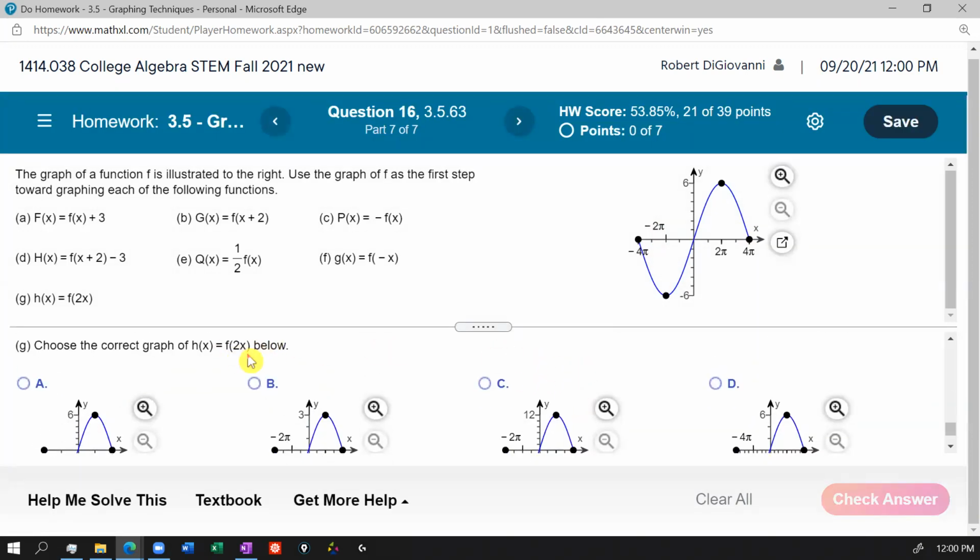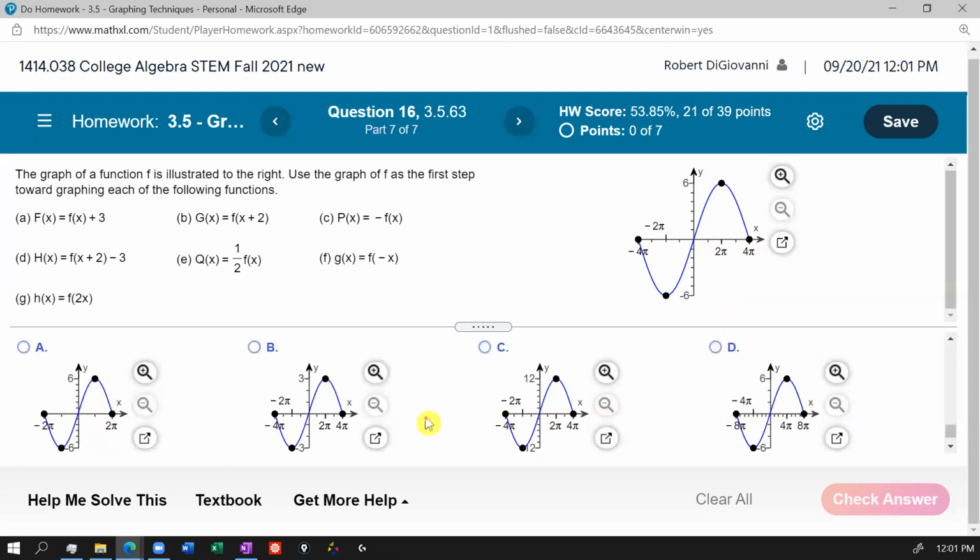Okay, 2f of 2x, that's going to actually compress it, it's going to happen more frequently. So this is like a horizontal compression. So instead of doing this between 0 and 4 pi, it should do it between 0 and 2 pi. Here, this right here.